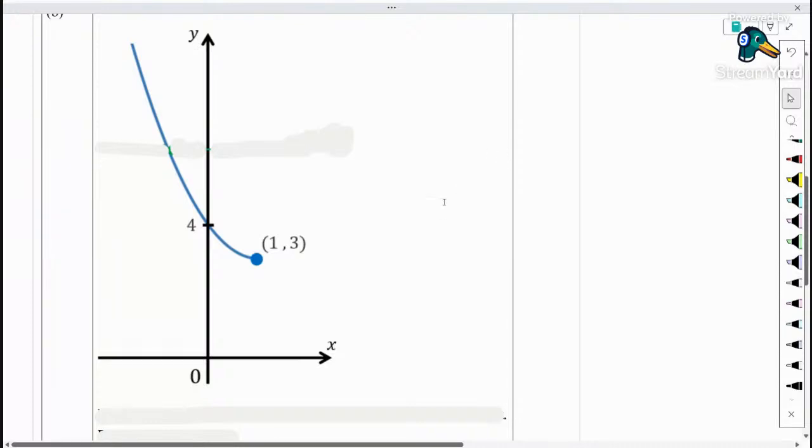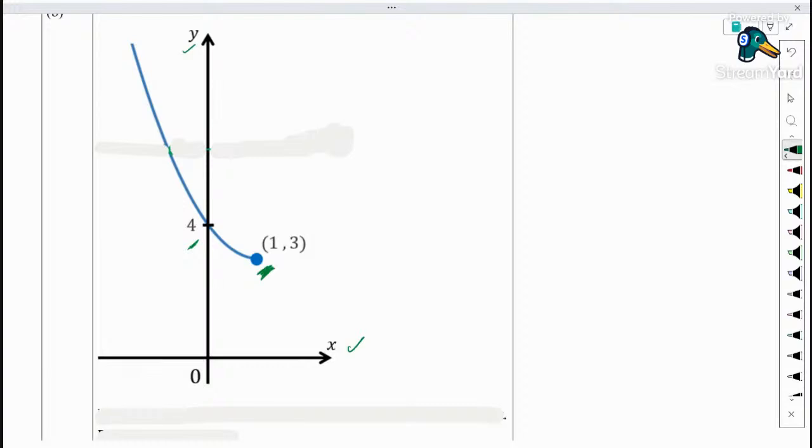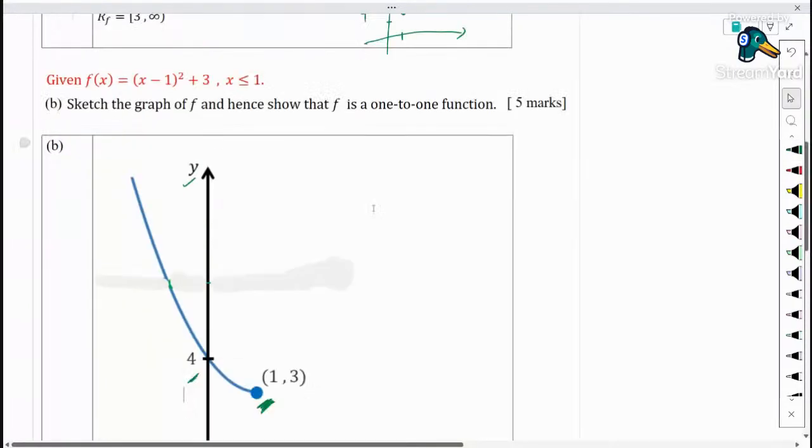Then if the graph is done, check what is the important thing that must be there. Again, label the XY axis, the special point (1, 3), the y-intercept, the origin (0, 0). And then now, after you sketch the graph, it's not the end of the story on part B.